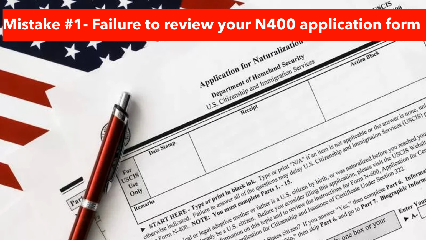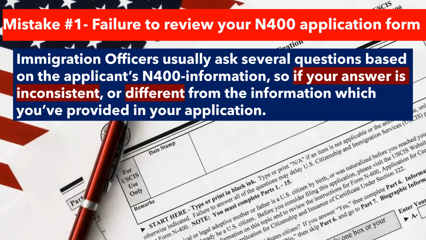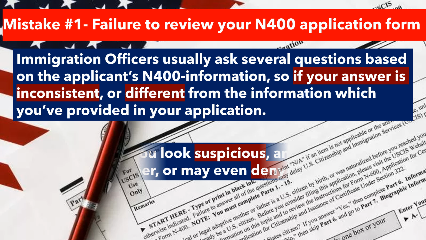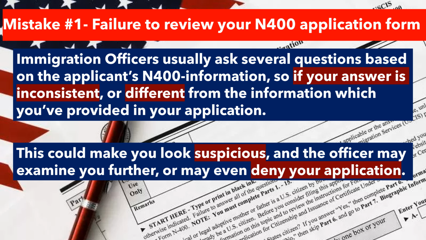Mistake number 1. Failure to review your N-400 application form. Immigration officers usually ask several questions based on the applicant's N-400 information. So if your answer is inconsistent or different from the information which you've provided in your application, this could make you look suspicious, and the officer may examine you further or may even deny your application.